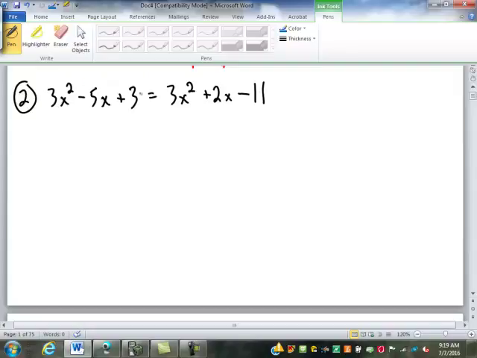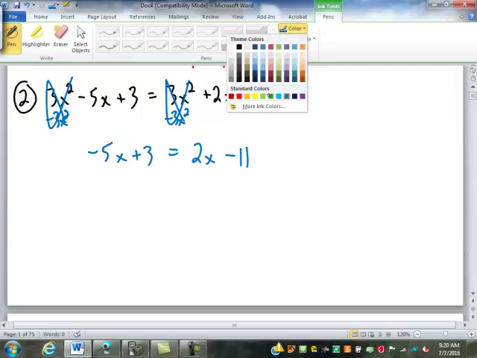Yeah, we see there's an x squared, but there's the same thing on both sides. So if I subtract 3x squared, it's gone here. Subtracting 3x squared from the other side also makes it go away over there. So we now have a negative 5x plus 3 equals 2x minus 11. Then what?